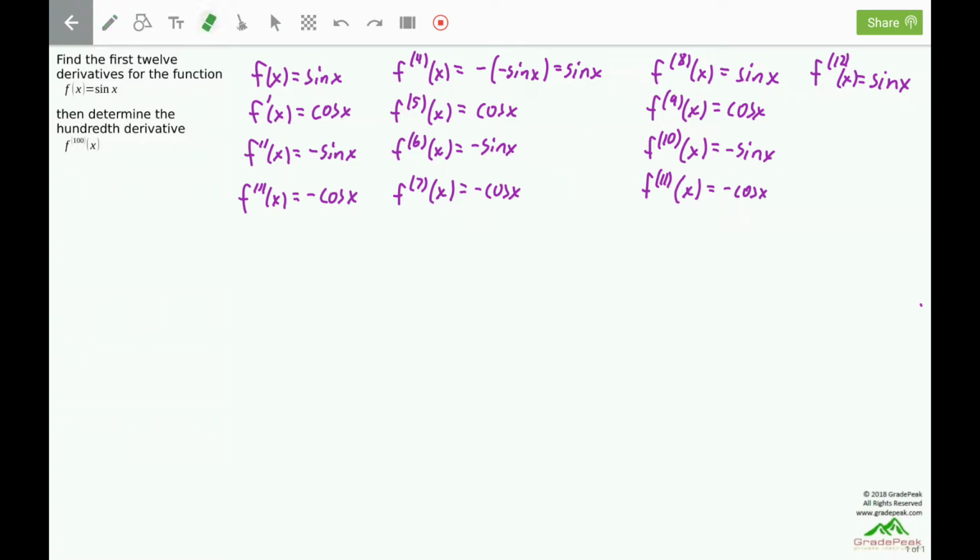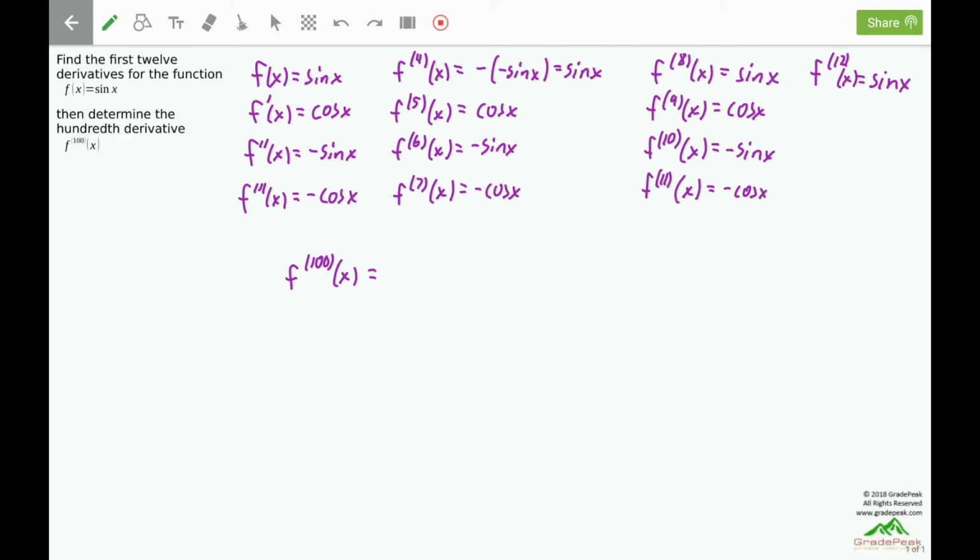The point of this is the derivative is repeating itself every 4 derivatives for the sine of x. And that's why I'm stacking the way I am, so that you can see across that every 4th derivative matches. From there, we can determine any high-order derivative for this function. For example, f^(100) of x. Well, 100 is divisible by 4.